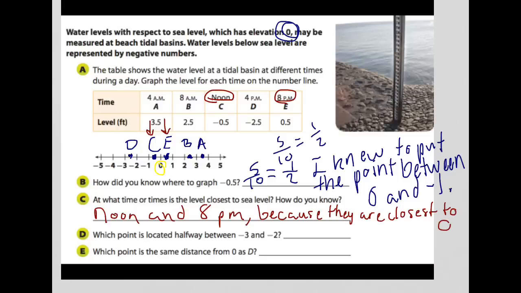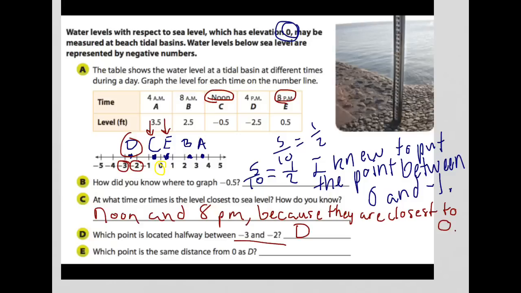Which point is located halfway between negative 3 and negative 2? So negative 3 and negative 2. Which point is located halfway between there? I see it's letter D is right in between negative 3 and negative 2, which is 4 p.m. Just point D.